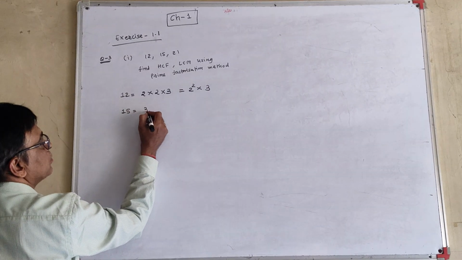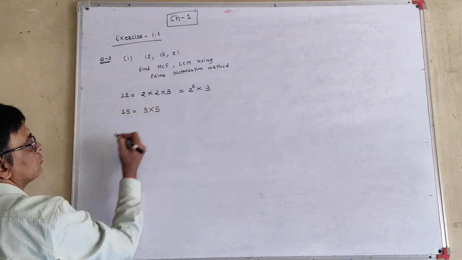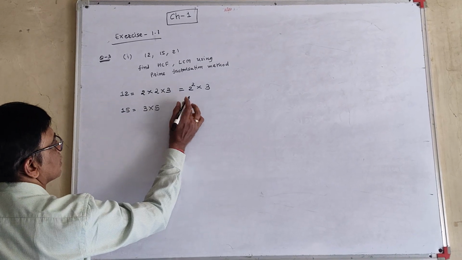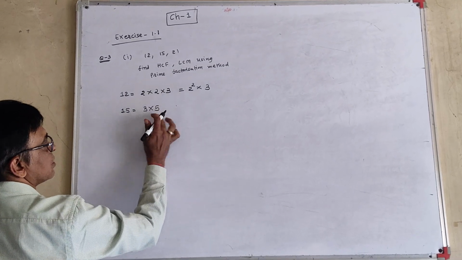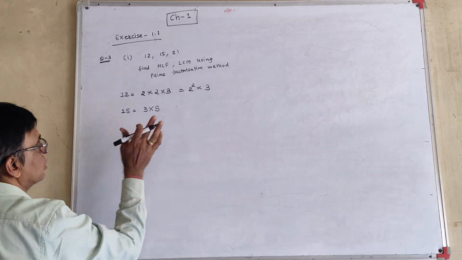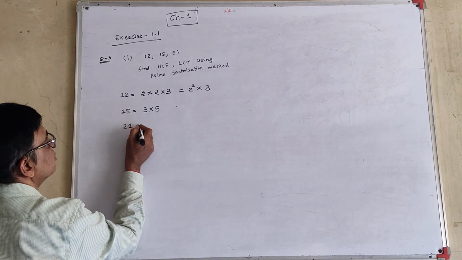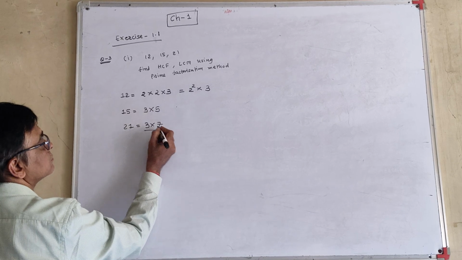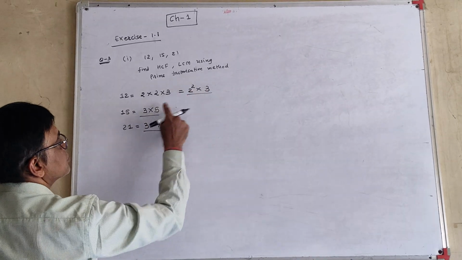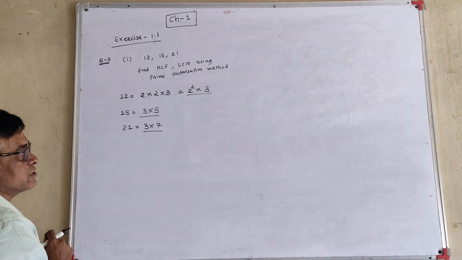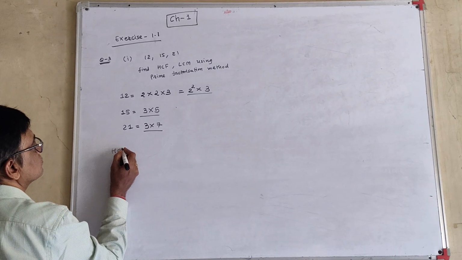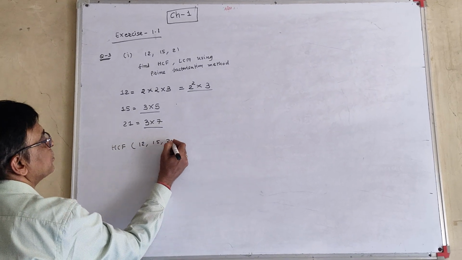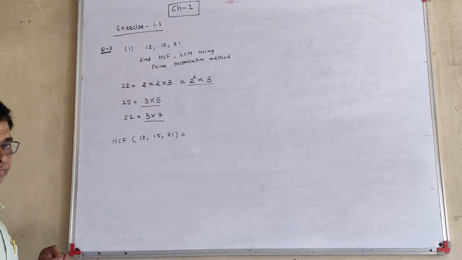15. 15 is a product of 3 and 5, and these are prime numbers. Okay, now 21. 21 is a product of 3 and 7. So all these now are prime numbers. Then what is the HCF of 12, 15, 21?